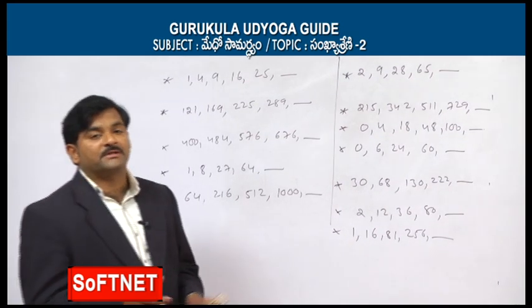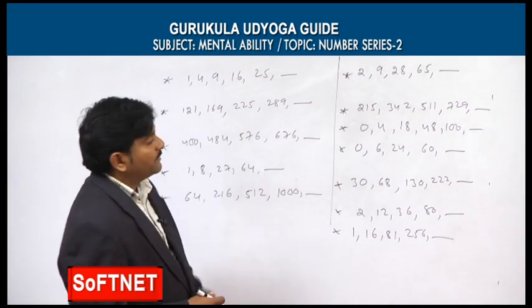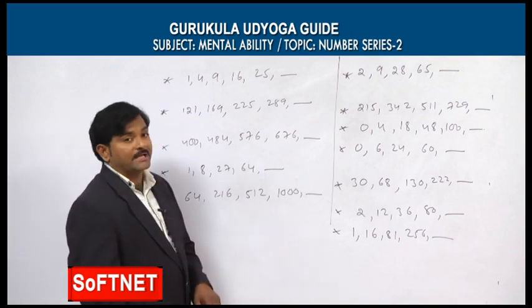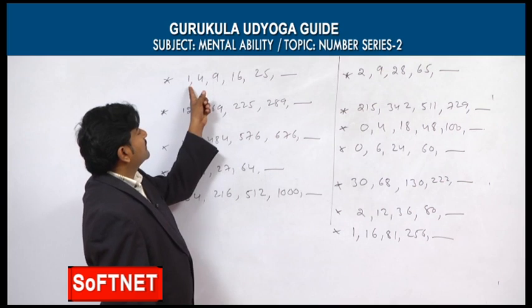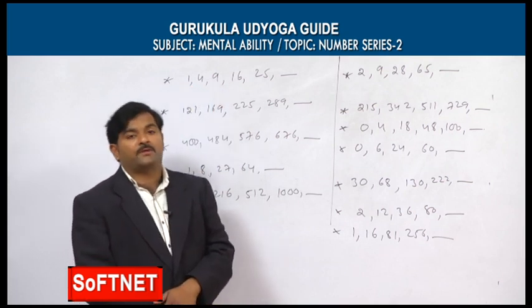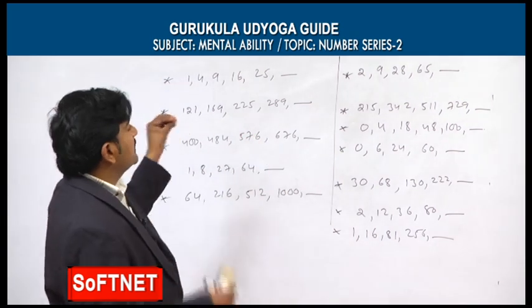Now we come to some other problems. So now we will see one by one. Problems are on the screen. The first question is as follows: 1, 4, 9, 16, 25. It is very clear, we need not discuss anything. The first question is by observation.